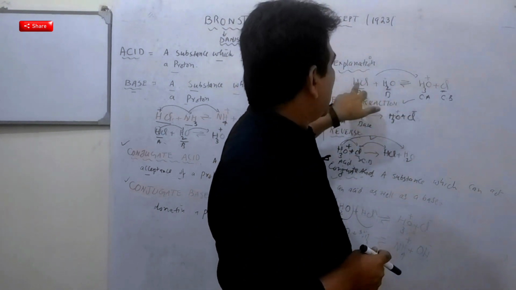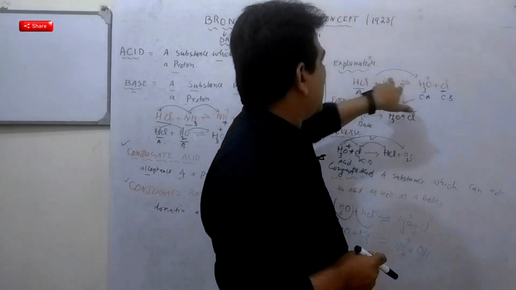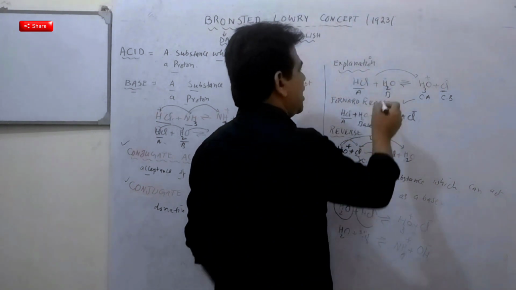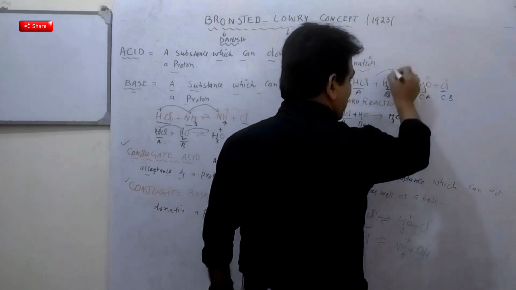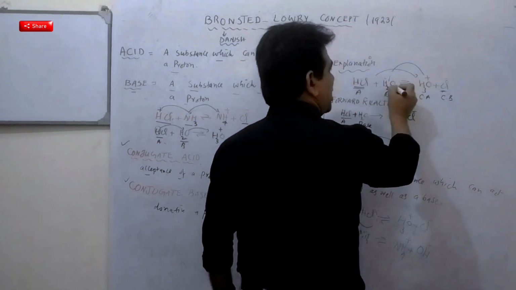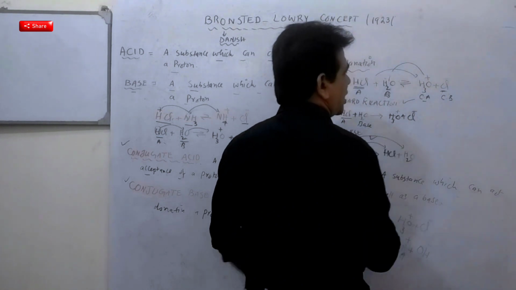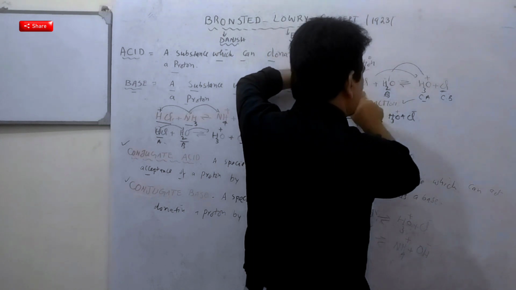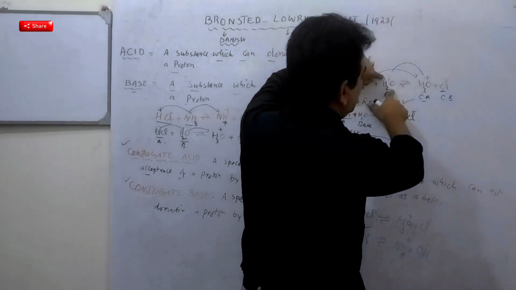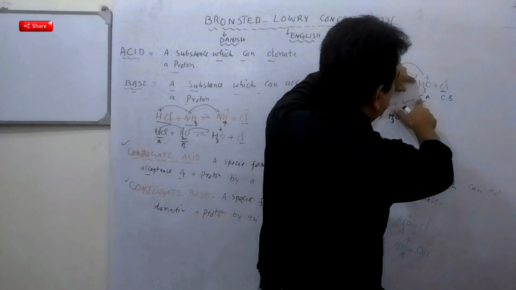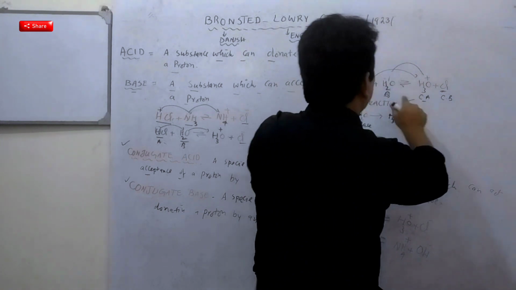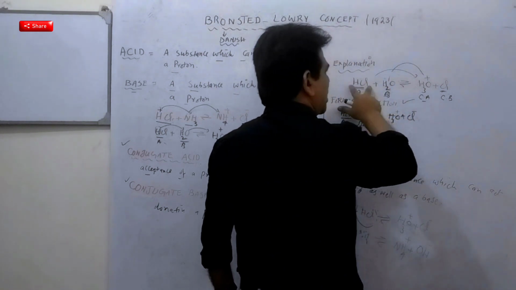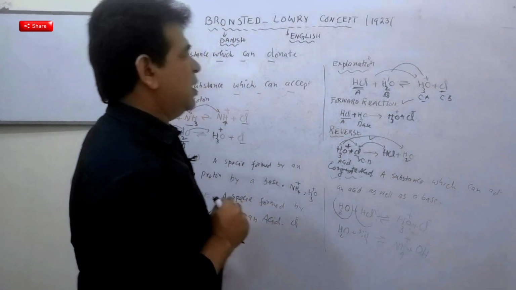Now see this, that HCl gives a proton to water, and water is a base, and when it accepts a proton from an acid, water becomes a conjugate acid. Remember, HCl as an acid, when it gives a proton to H2O, H2O changes into a conjugate acid. It means a conjugate acid is formed when a base accepts a proton from an acid.